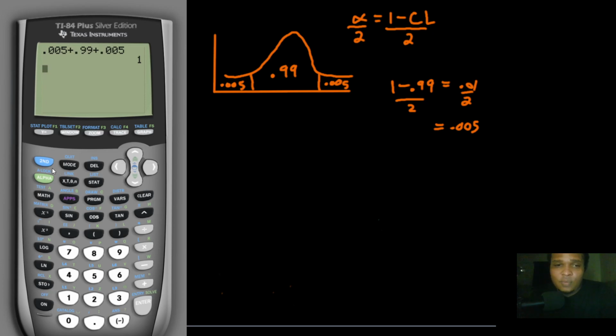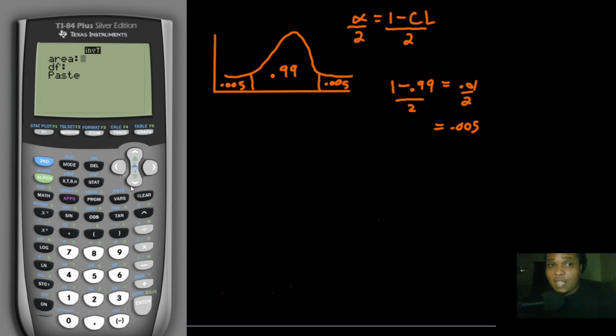All you do, very similar to the Z alpha over 2. You're not going to use inverse norm this time, though, because inverse norm, Z is what's normal, right? But this is not normal. We're using T methods. Whenever you're dealing with means and standard deviation, you use T. Whenever you're dealing with proportions and P hat and Q hat, you use Z. Anyway, I know it's a little confusing, but you only have to worry about Z and T. Just those 2 things. Know the distinction, okay?